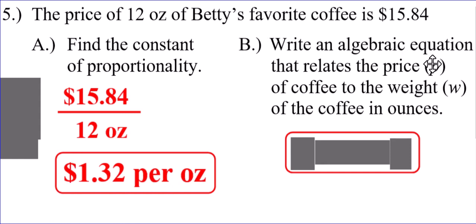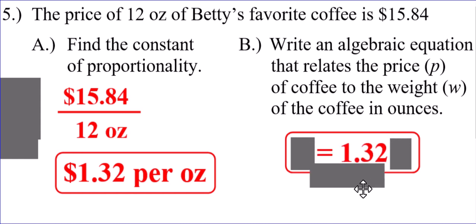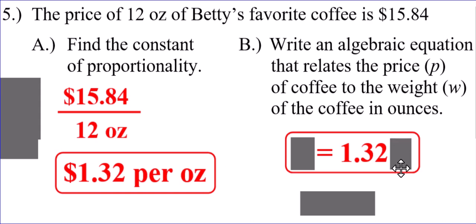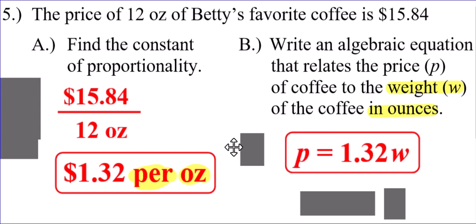Part B, write an algebraic equation. We got P for the price and W for the weight in ounces. And that's because we don't want to pick O for ounces because O looks like a zero. So what do you have next to your 1.32? Did you put the P next to it or the W next to it? Well, how do I know? It's not a guessing game. It's about the word per. Per ounce means times the ounces. W is the weight in ounces. So you need to have the 1.32 times the ounces, times the W, weight in ounces. The P for the price will go on the other side of the equal sign.